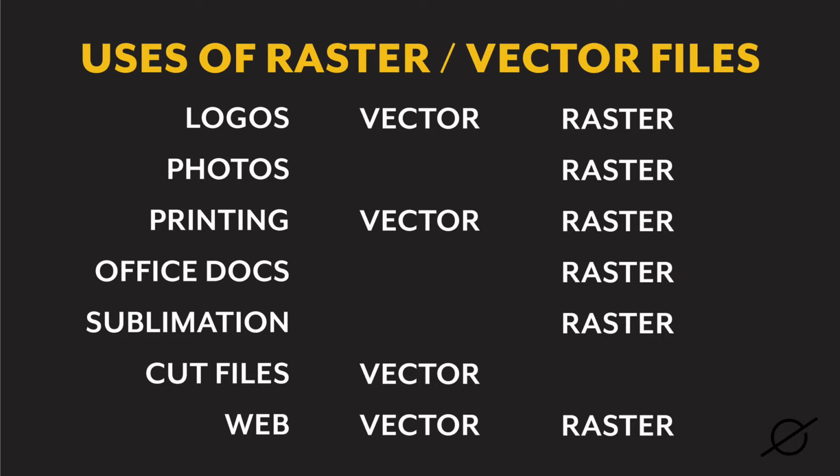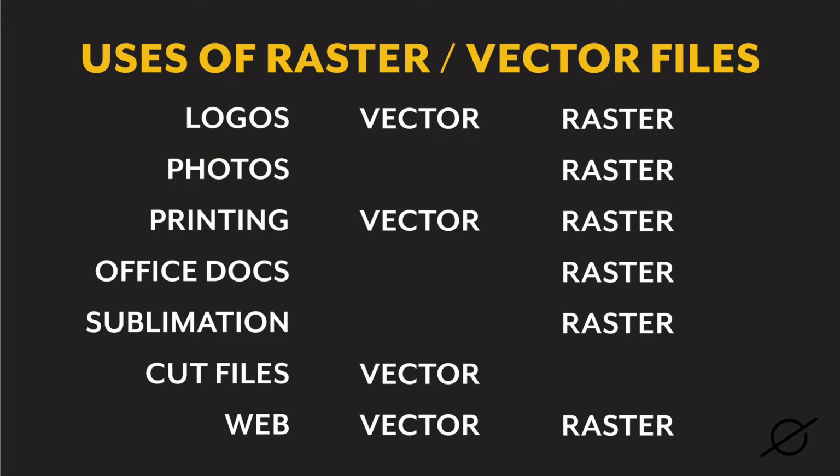Office documents in Word or PowerPoint, you're going to need a JPEG or a GIF, aka raster images. In Office documents, of course, the fonts are vector. You can use PNG files as well, which have a transparent background. Sublimation. If you're creating a sublimation file, you're always going to want a very high quality, 300 dpi or more, PNG file with a transparent background, and that's considered a raster.